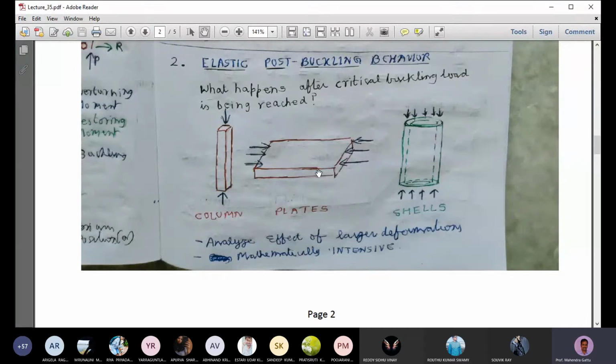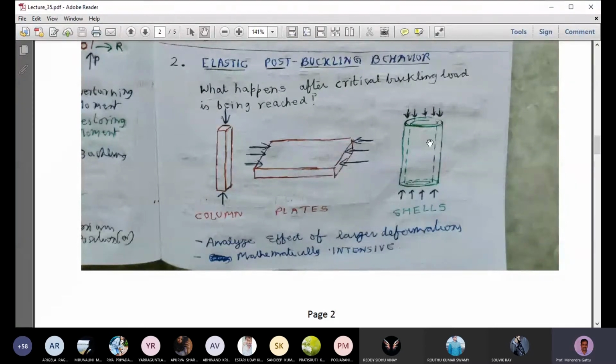Once the critical buckling load is reached, what will happen? Whether it can take more load, or whether the plate will collapse. These are some of the questions we want to answer. Another type of structure is the shell. A cylindrical shell is very thin, like you can imagine a Coke can. So you are drinking Coke, right? I think Coke cans are usually made of aluminum, and they are very thin, and these shells can be subjected to axial compression loads.